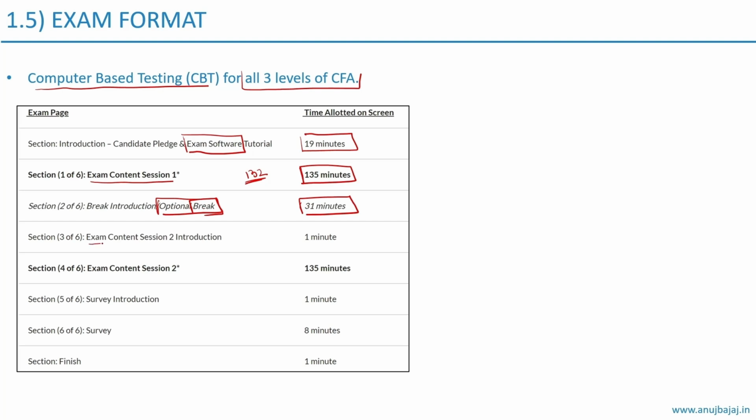Then we will have a session 2 introduction for 1 minute, and then the second session will start and it lasts about 135 minutes. Again, in case of Level 2 and Level 3, the session is for 132 minutes. And after you have finished your session 2, you will have a survey which lasts about 9 minutes, and then you finish your exam.